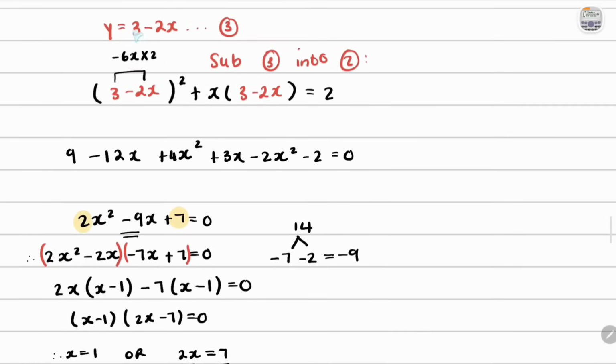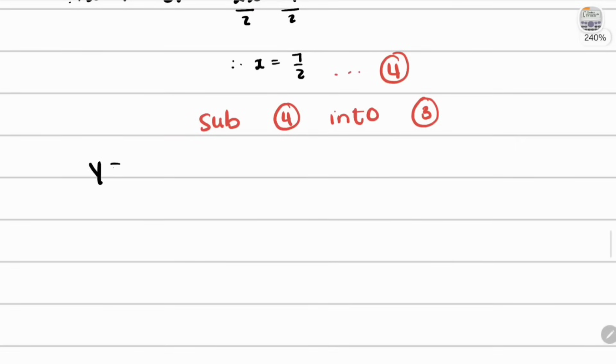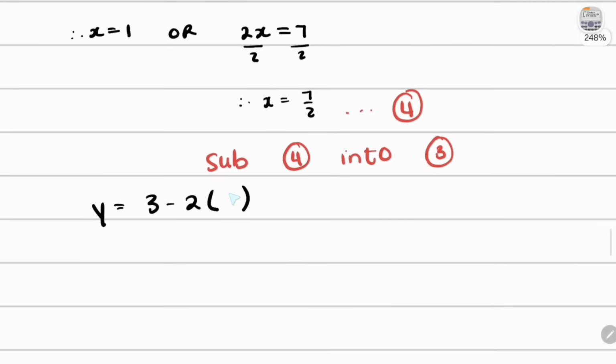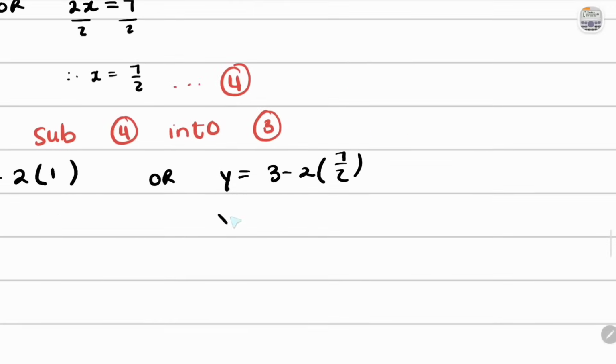So equation 3 is y equals 3 minus 2x. So we'll say y equals 3 minus 2 and then substitute the x value. The first x value we have is 1, and y equals 3 minus, that's just 2 times 1. So that is 1. Or the second solution would be 3 minus 2 times 7 over 2. And then you see here that the 2 and the 2 in the numerator and denominator cancel. And you have 3 minus 7, which is negative 4.